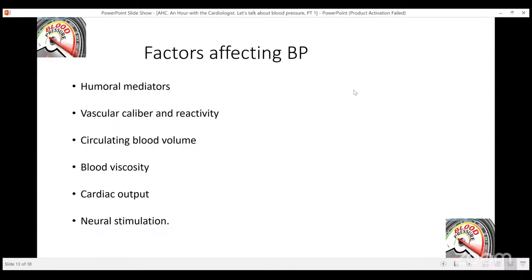So if your blood vessels contract more often than not, if the peripheral resistance of your blood vessels is high, the chances of your blood pressure being high is very, very high.